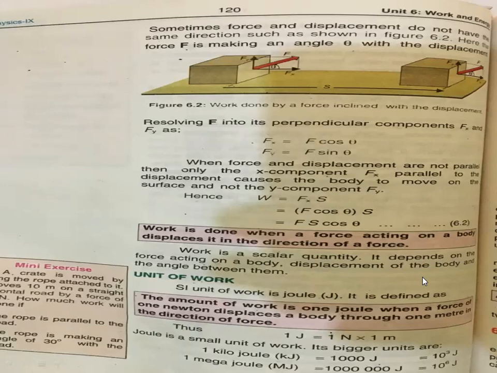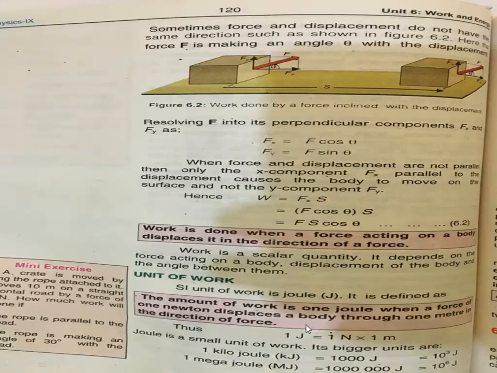There are two kinds of quantities: one is a scalar quantity, and one is a vector quantity. Scalar quantities are those quantities which require only magnitude for their description. Examples of scalar quantities are mass and time. Similarly, work done is also a scalar quantity because it requires only magnitude.